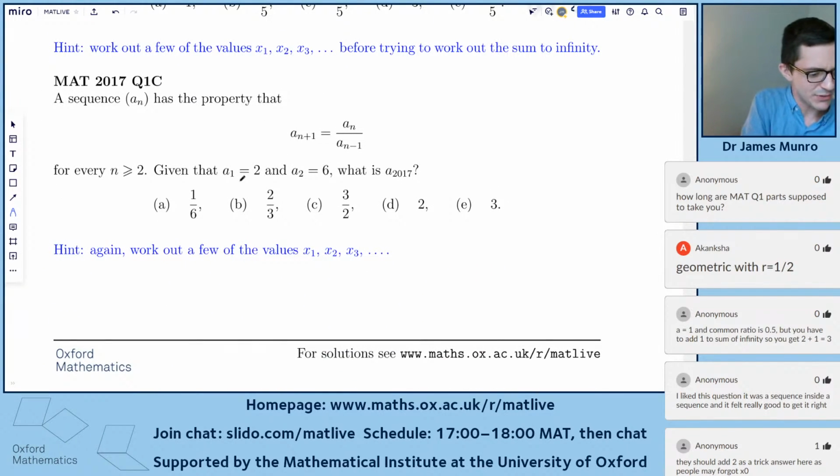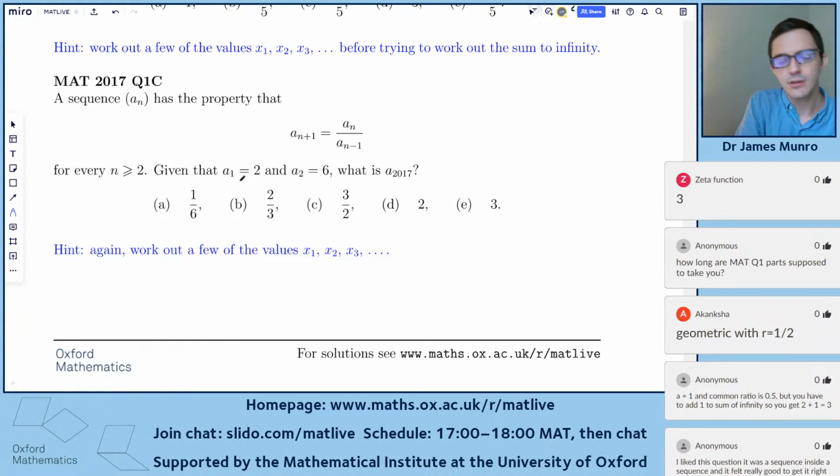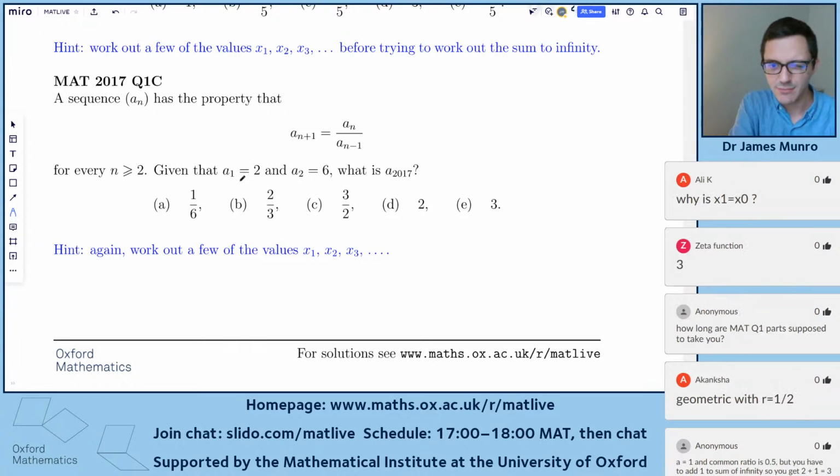Question about how long these are supposed to take. I suppose the technical answer is something like 6 minutes, because if you divide the number of marks on MAT by the amount of time you've got, you can do this estimate of how long you've got for each mark. Works out as about 6 minutes, I think. But some of them are easier than others. So actually, when you're doing them, it's maybe not very helpful to think 6 minutes, time's up, I'm moving on.